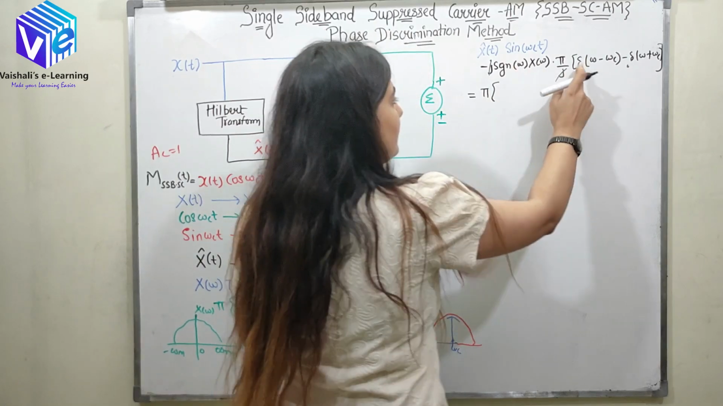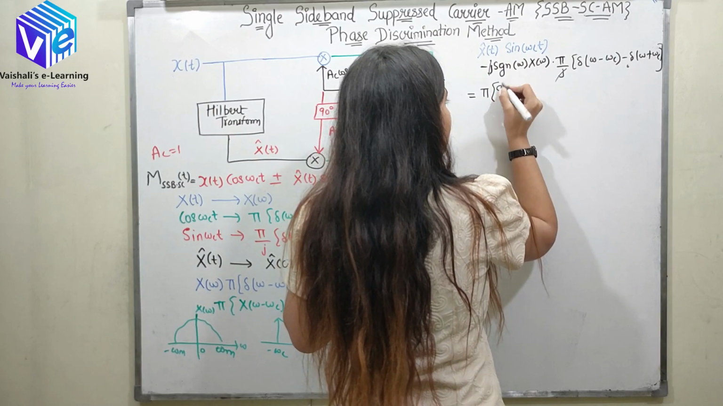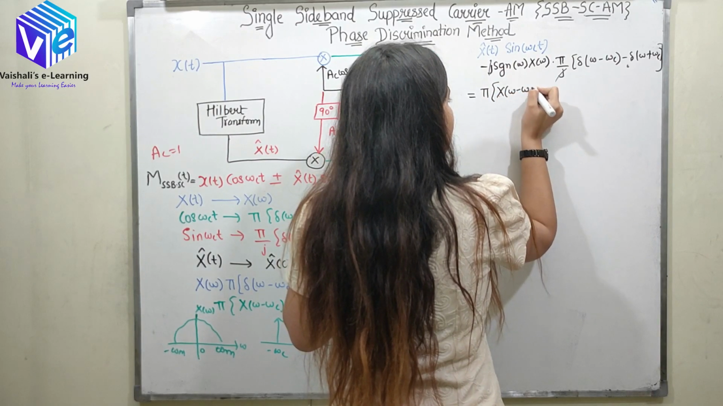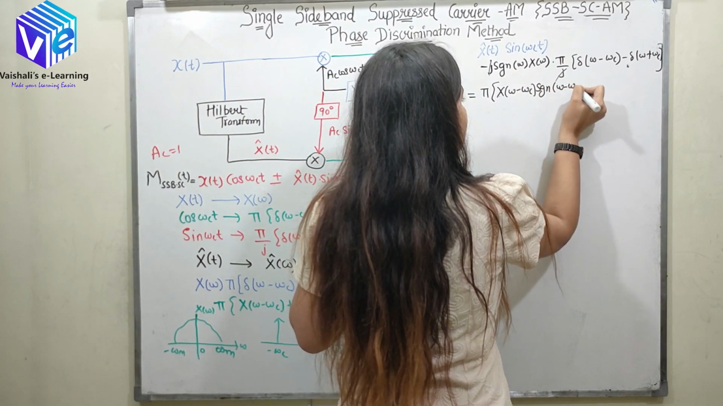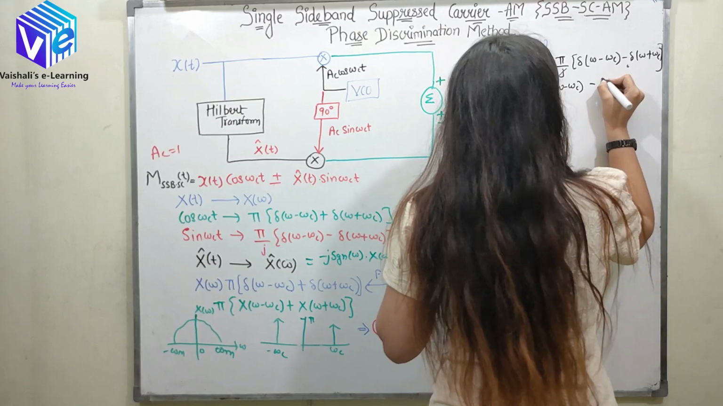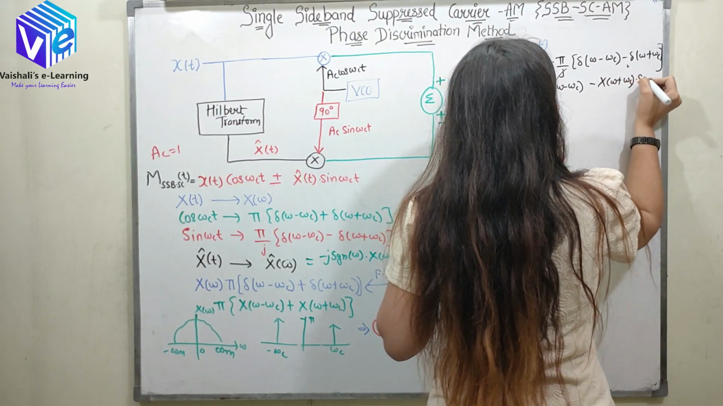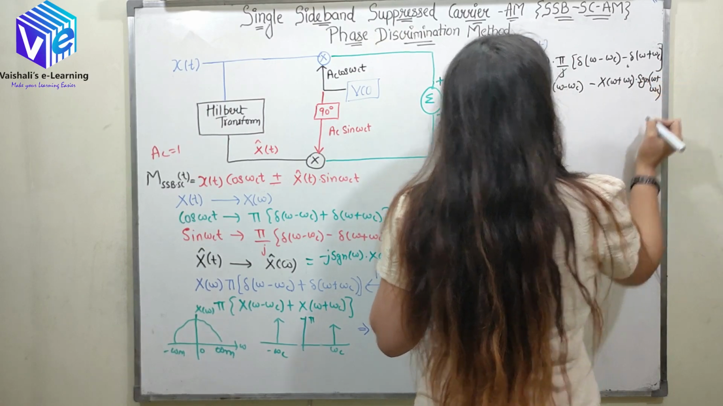pi. Similarly, this signal will multiply with the impulse and I am getting X of omega minus omega c signum of omega minus omega c, minus X of omega plus omega c multiplied with signum of omega plus omega c.